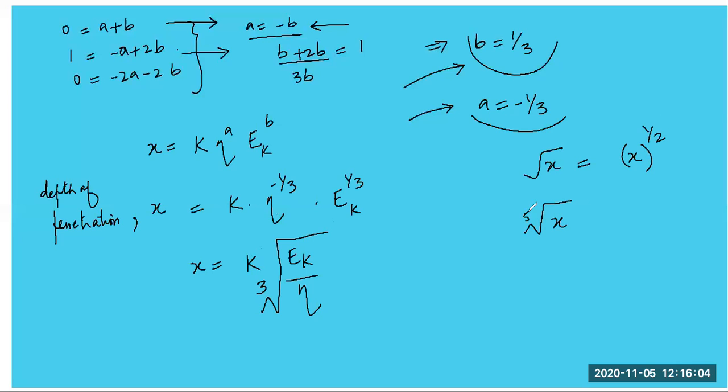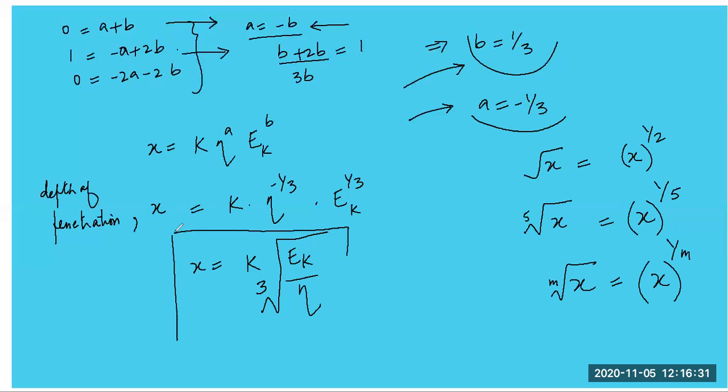When I write like this, then that means it is fifth root of x. X raised to power, anyone can say 1 by 5, right? If I write here m, this is mth root of x. This is x raised to power 1 by m. Beautiful. So successfully we have derived the formula for the depth of cut. Am I right? So this is how we do the thing, students.